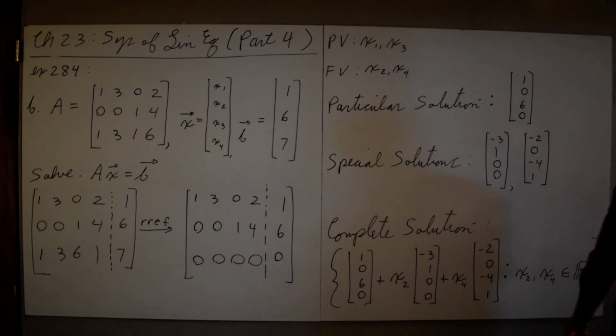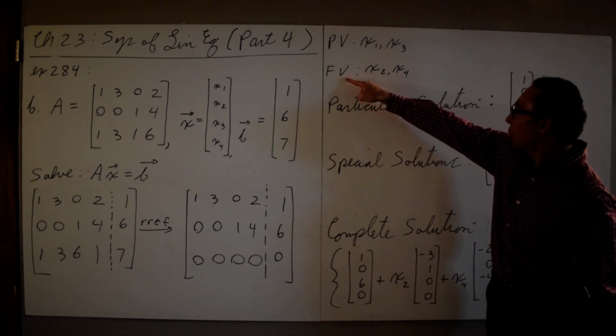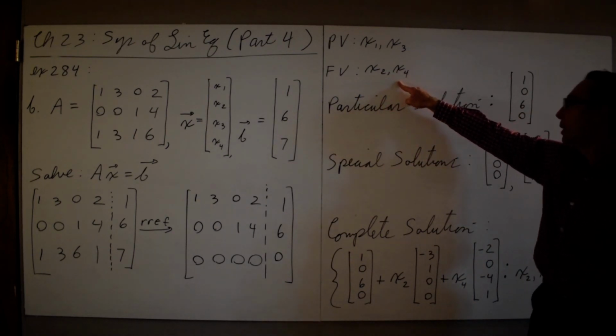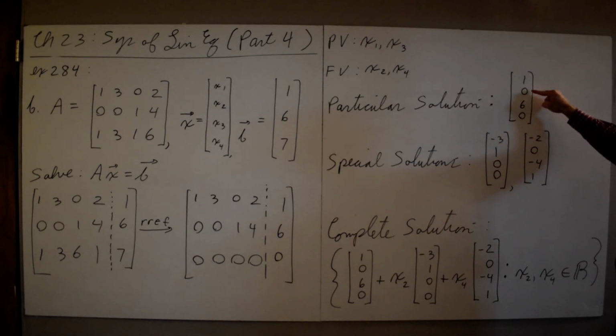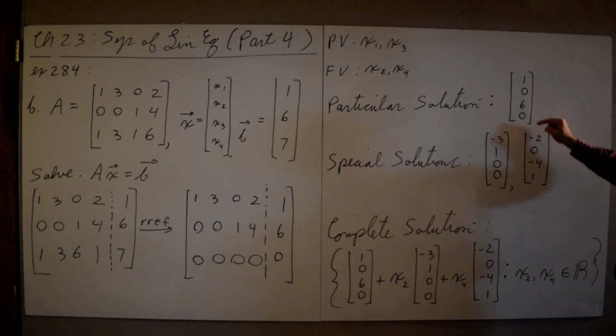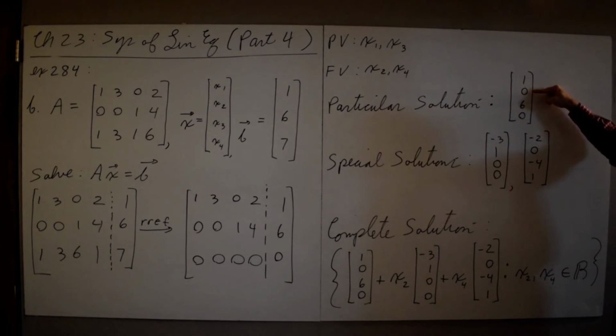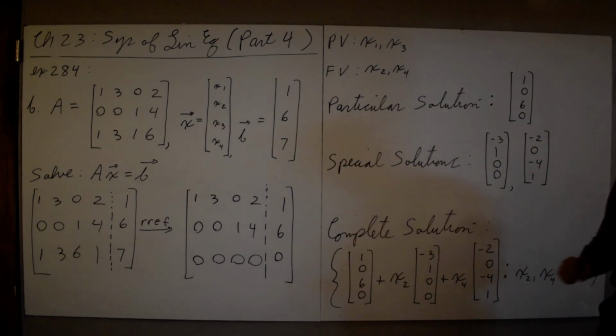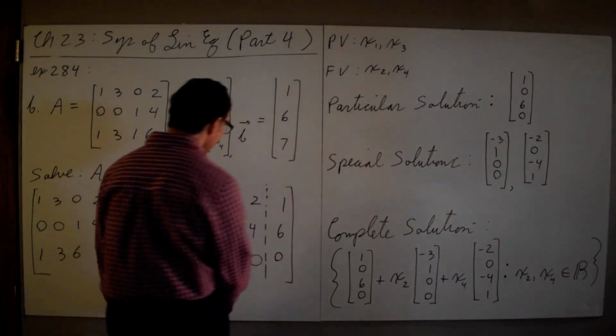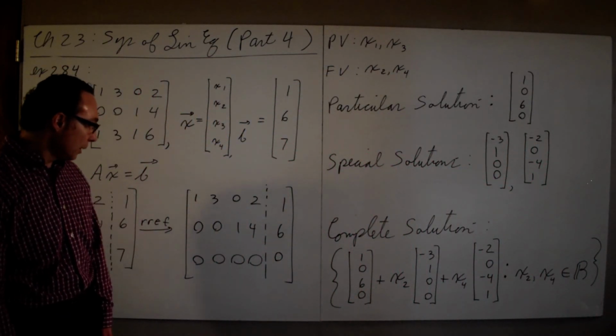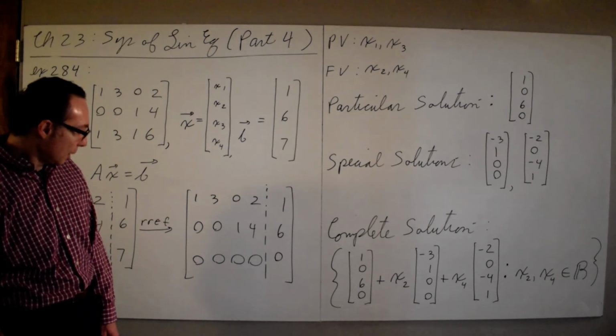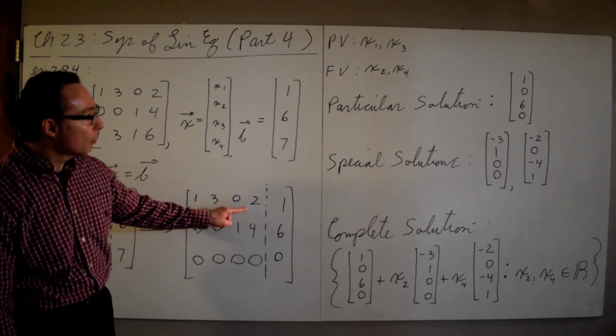We have a particular solution. Remember, the thing with our free variables is they're free to be anything. So we choose to let those variables be 0. So x sub 2 is 0, x sub 4 is 0. So we come back over here and we see what the pivot variables will be when x sub 2 and x sub 4 are 0.